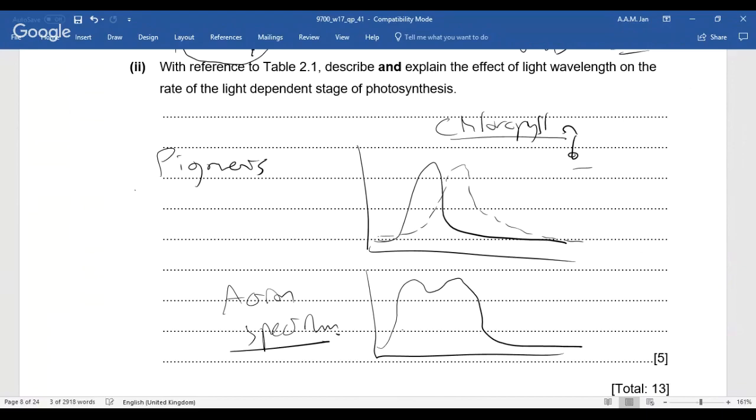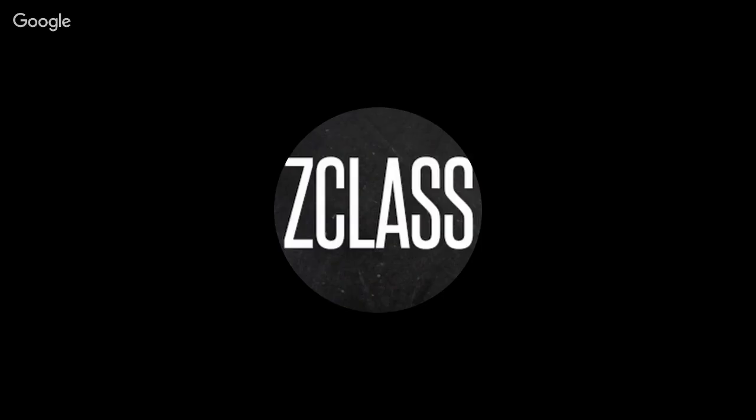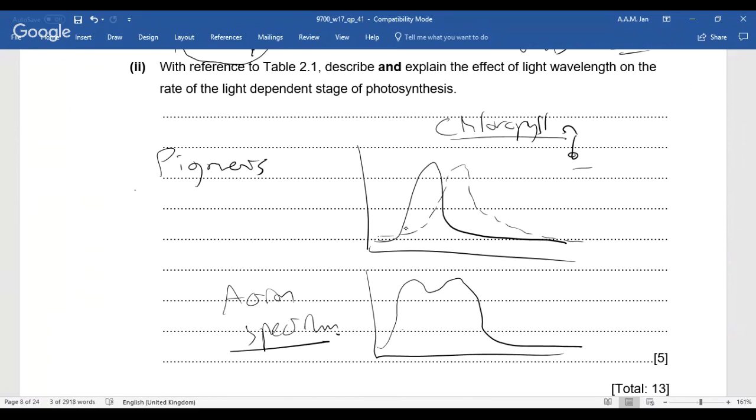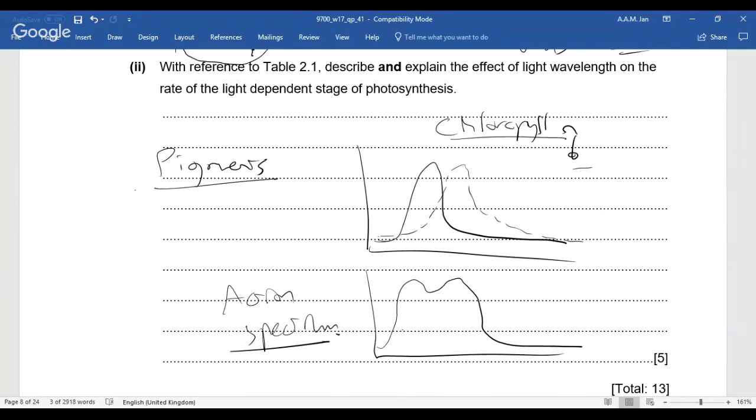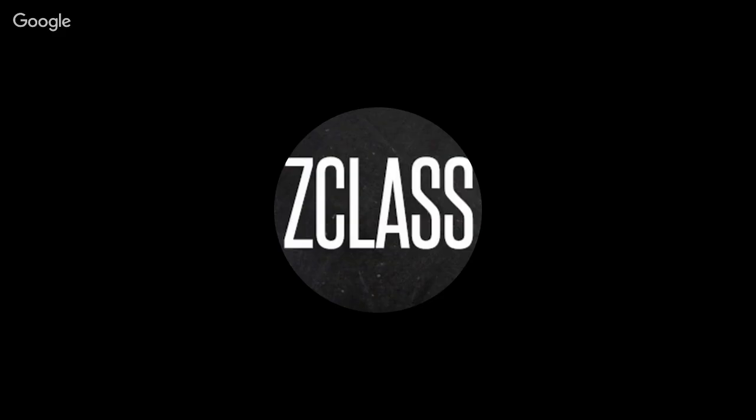And so if you get the multiple question, you want to mention the fact that there are different pigments and that the summed up absorption spectra of all the pigments is the photosynthetic action spectra.